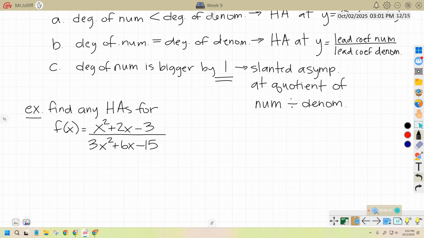So, first one says, find any horizontal asymptotes for f of x equals x squared plus 2x minus 3 over 3x squared plus 6x minus 15. Gabriel, when finding our horizontal asymptotes, what's our first step? Very good. Are these in general form?